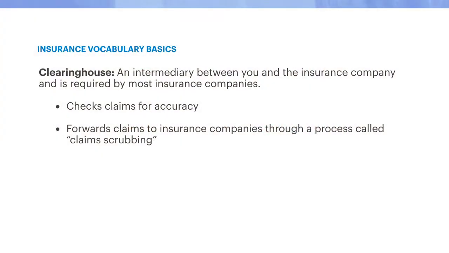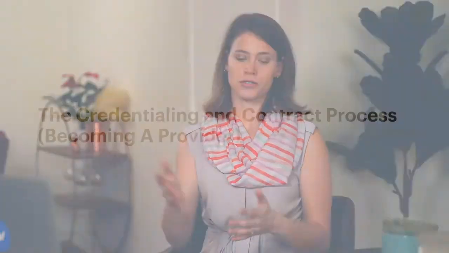Next, you'll have to know about clearinghouses. Those are basically intermediaries between you and the insurance company. They check claims for accuracy and they let you know if anything needs to change before it gets sent on to the insurance company. They're a middleman, but they're required, and they are what you will basically submit your claim to so that it can be then given to the insurance company.